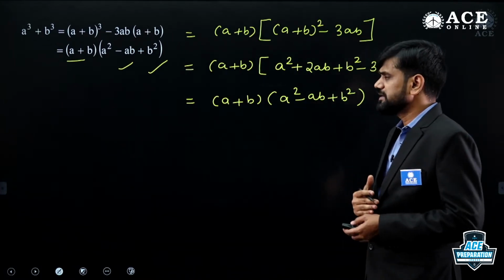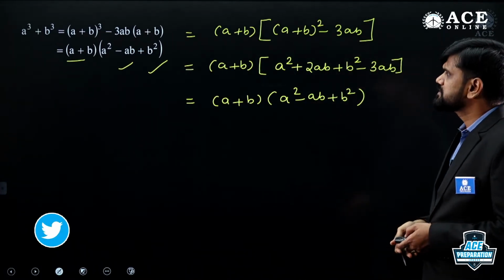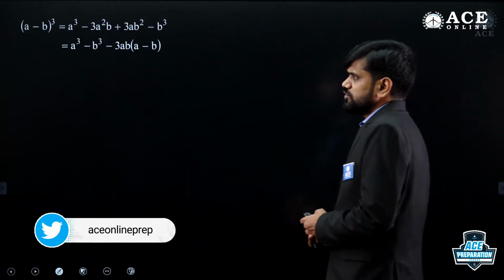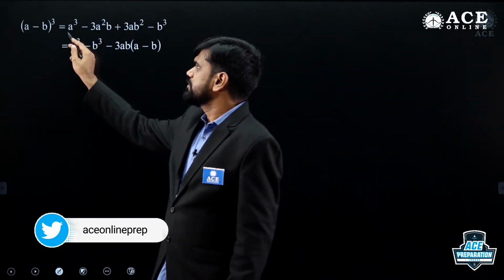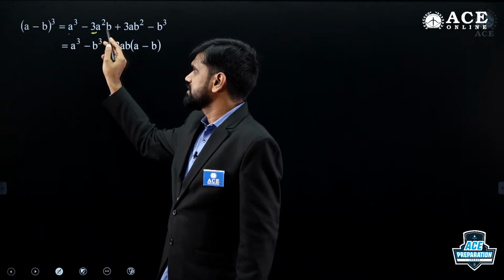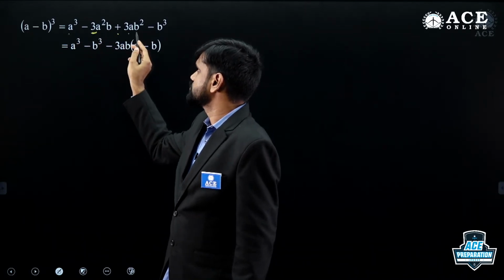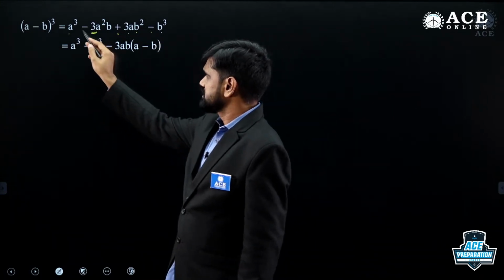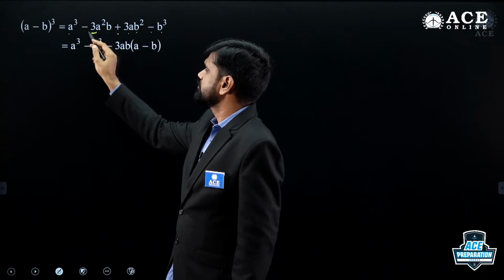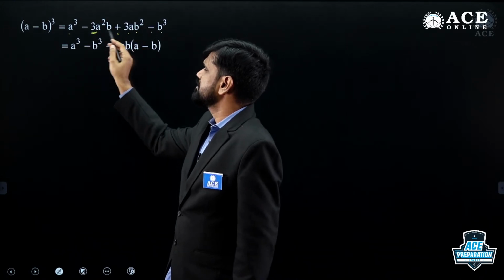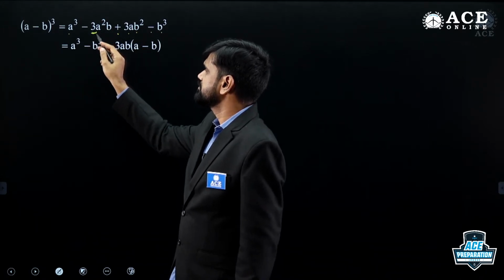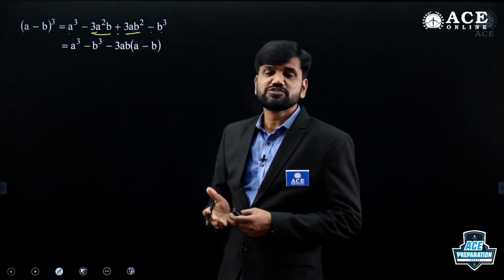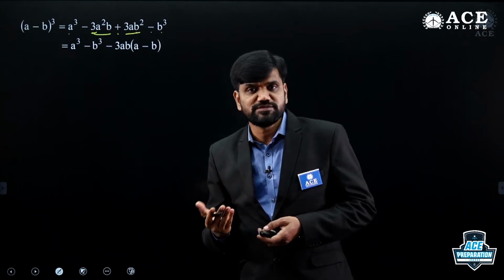Similarly, let us have a look at a minus b whole cube also. A minus b whole cube is equal to a cube minus 3a square b plus 3ab square minus b cube. So this can also be written as a cube minus b cube, and if you take minus 3ab as common in both, you are left with a in one and b in the other, so minus 3ab into a minus b.